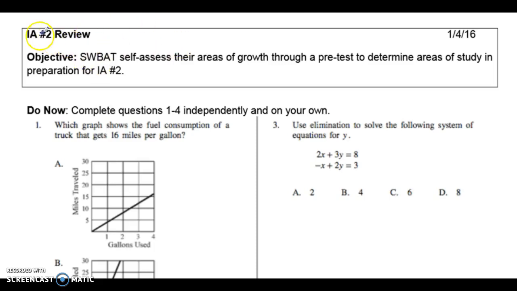Hello students, this is a review for Interim Assessment 2, which is going to be given at the end of this week, the first week in January. I'm going to go over the do now, and then I'm going to do the practice problems.